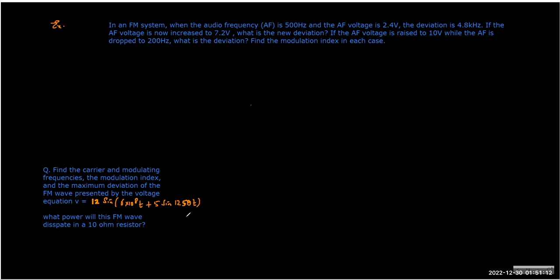So yeah, voltage means amplitude, okay? And audio frequency means which frequency? FM or FC? FM. Yeah, very good. So in the first case, the audio frequency fm is 500 hertz and the voltage, which means Am, is 2.4 volt. And the deviation in such cases is 4.8 kilohertz. Yeah. So the first deviation is 14.4 into 10 power 3 kilohertz, right? Yes. Very good.